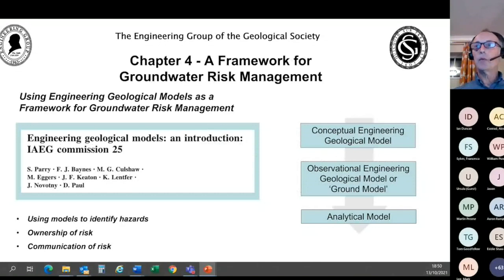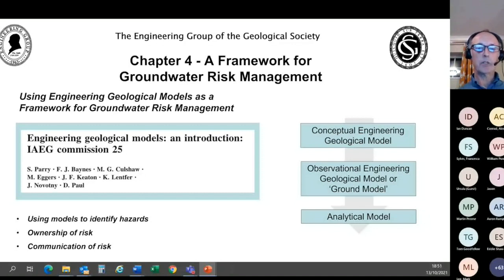So now we're armed with a vocabulary and some understanding of the theory of groundwater flow, so we can start to analyse the problems that we come across in our day-to-day working lives. But moving forward towards solutions, we need a framework to help us manage groundwater risk. So chapter 4 is a brief chapter that sets out how we've adapted the concept of these various engineering geological models to provide a framework to help us manage groundwater risk.